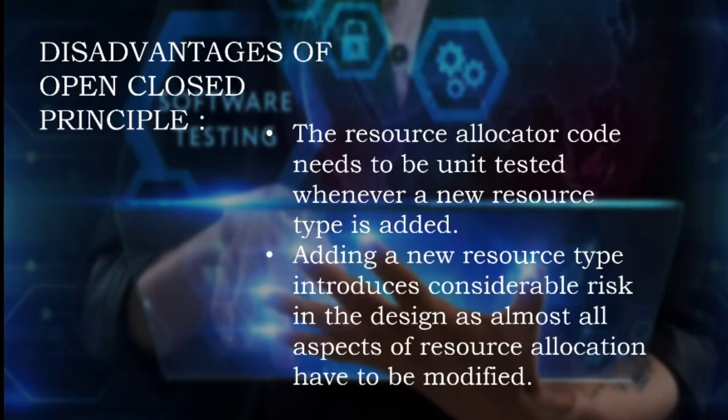Disadvantages of the open closed principle. The resource allocator code needs to be unit tested whenever a new resource type is added. Adding a new resource type introduces considerable risk in the design as almost all aspects of resource allocation have to be modified.